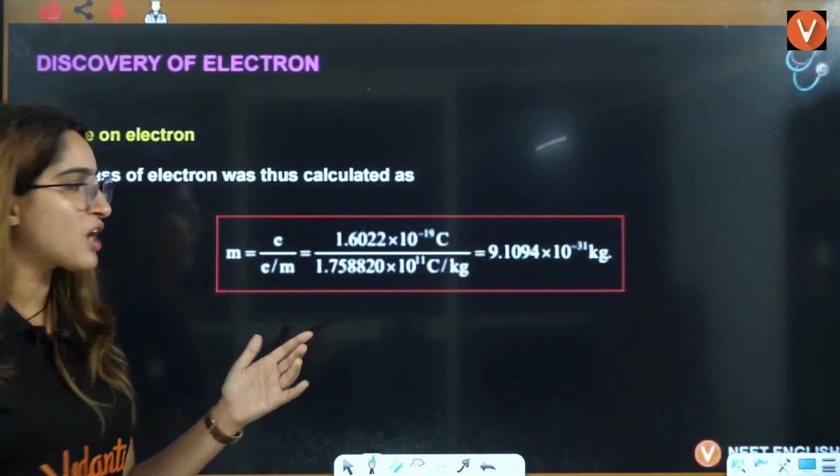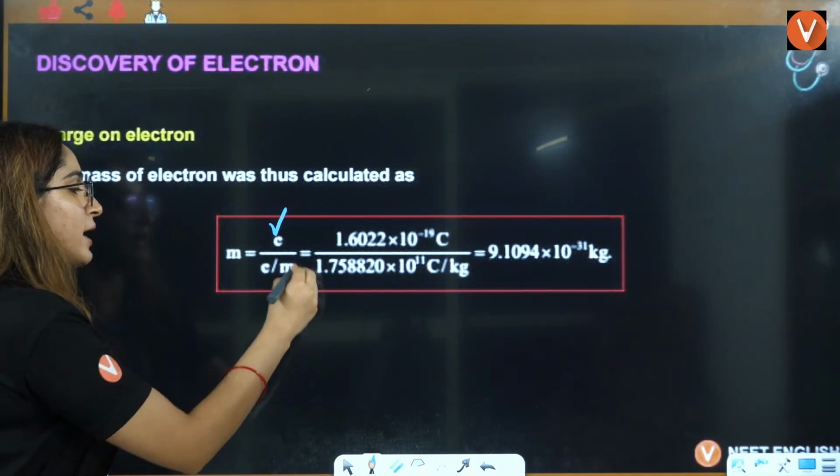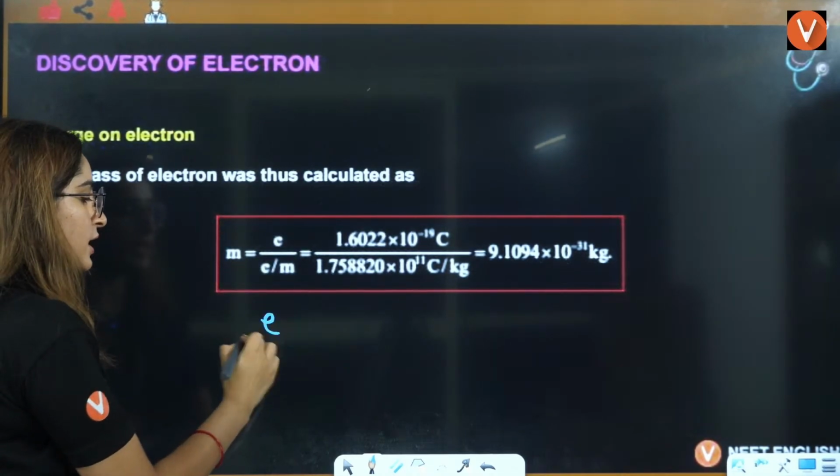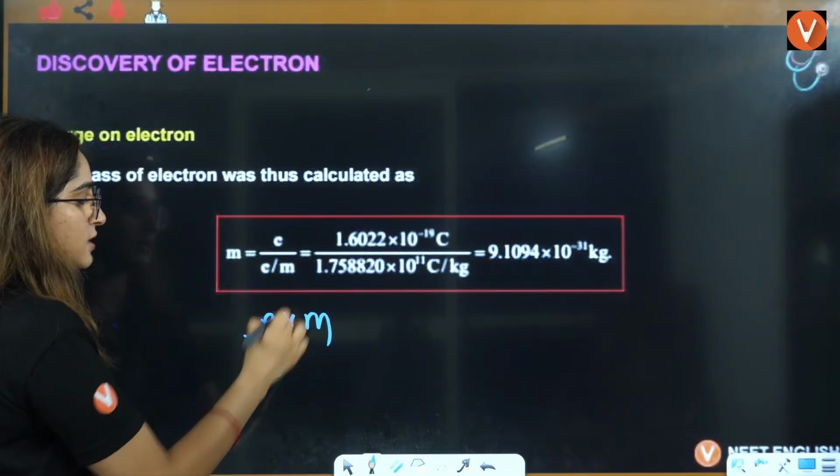Now, you know the charge on the electron, you know the e by m ratio. From that, what is e? What is e by m? That is nothing but mass.